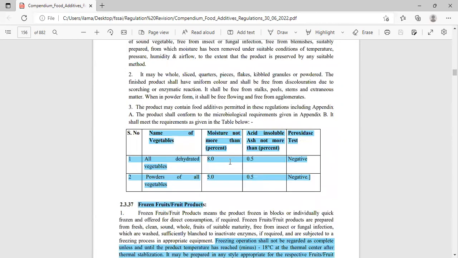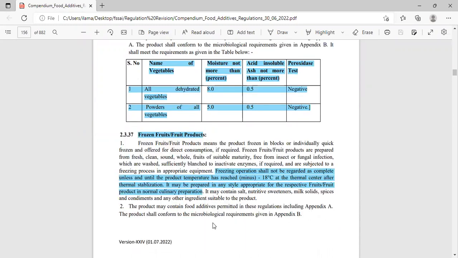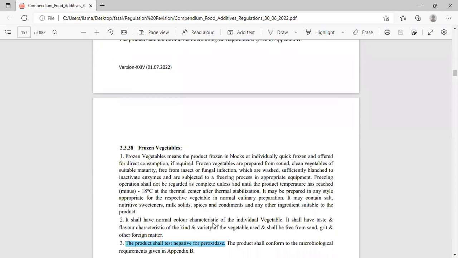Here for dehydrated vegetables, they will conduct a peroxide test that has to be negative, and go through what are frozen products. And here the frozen products, the temperature we are using is usually minus 18 degrees Celsius at the thermal center after thermal stabilization. And for these frozen products also, they will conduct a peroxide test and it has to be negative.